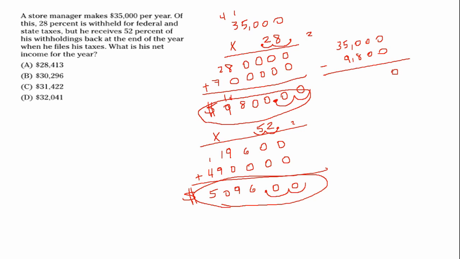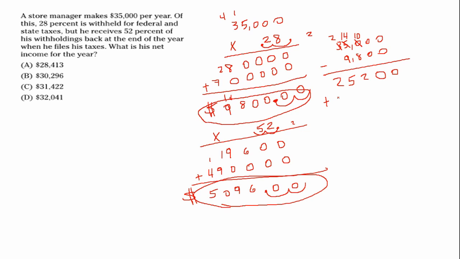Again, 0 minus 0 is 0. 0 minus 0 is 0. 0 minus 8 we can't do. We have to borrow a 1 or a tens place from here. That becomes 4. This becomes 10. 10 minus 8 is 2. 4 minus 9 we can't do. Got to borrow a tens place. That becomes a 2. That becomes a 14. 14 minus 9 is 5. 2 minus 0 is 2. So that brings him down to 25,200.